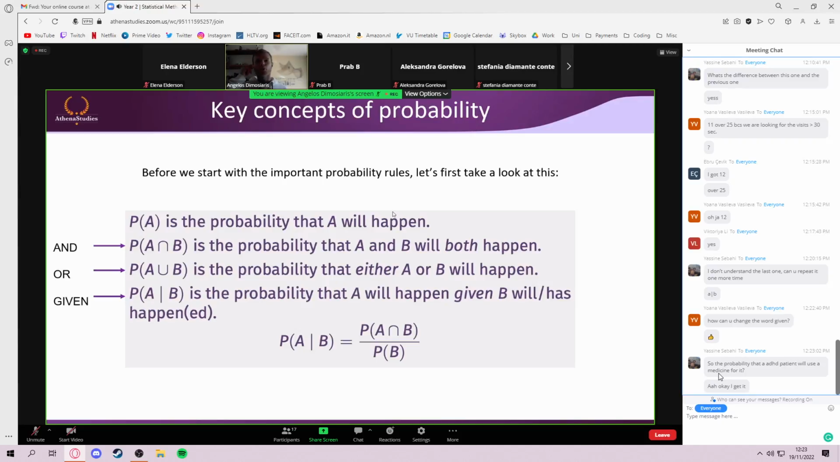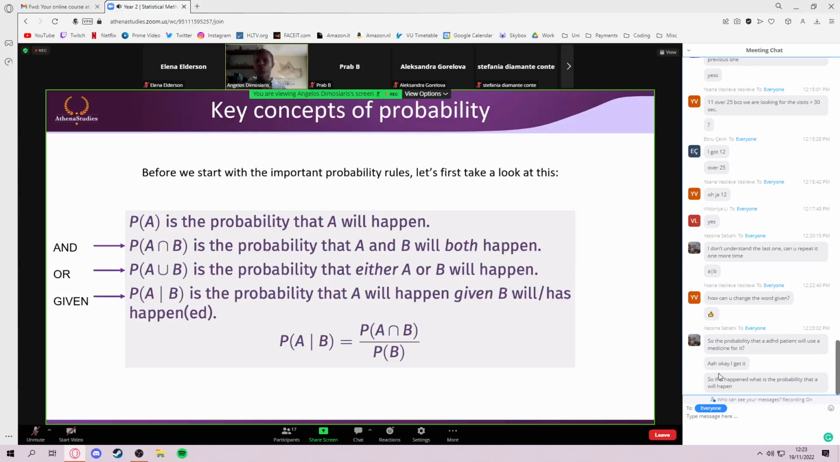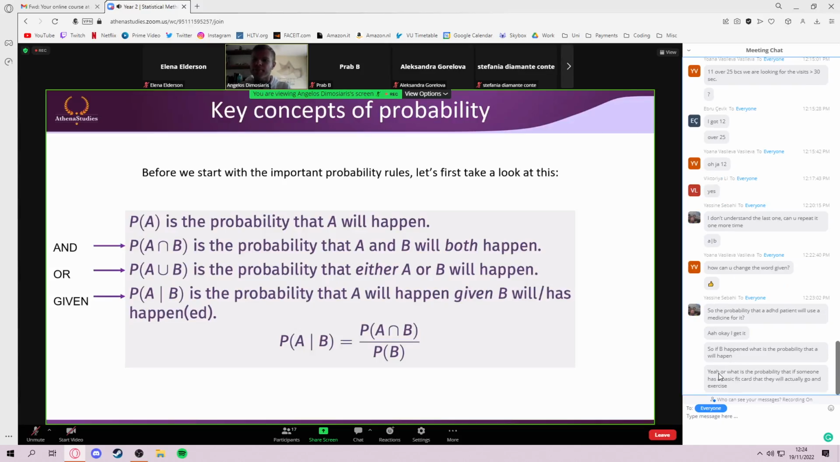Or maybe you're working in a train company and you want to introduce a new type of subscription, and you ask, what's the probability of the customers adopting this new subscription, given that this subscription only refers to people who have an OV chip card, for example. Yeah, so if B happened, what's the probability that A will happen? Yeah, exactly.